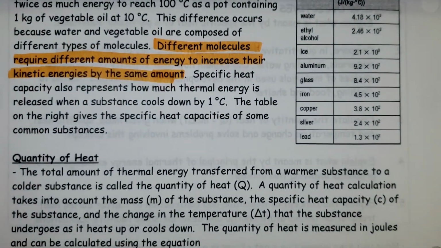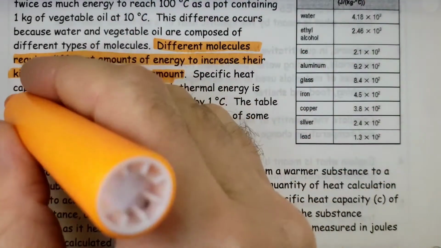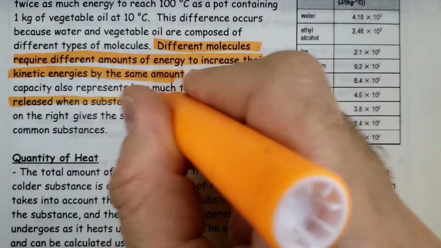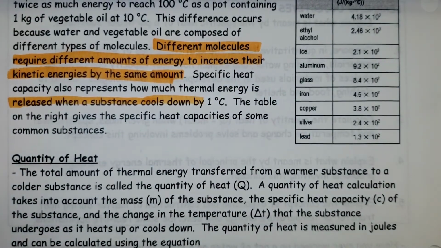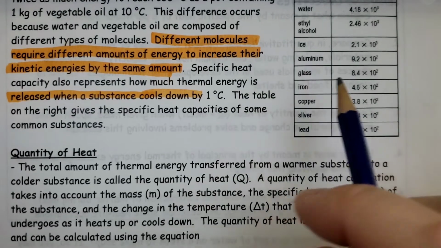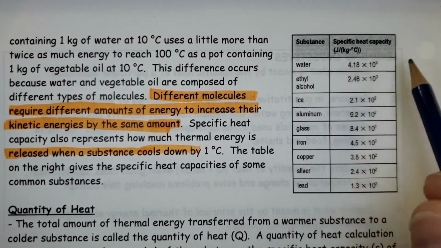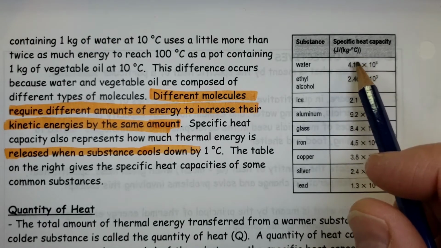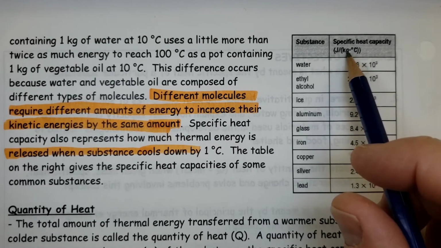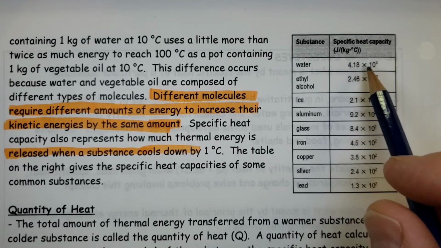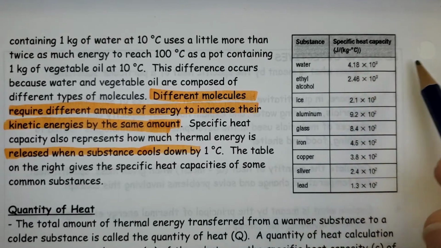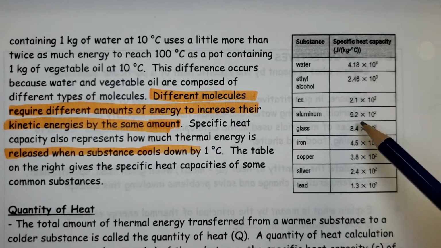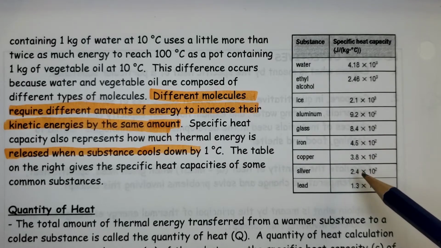Specific heat capacities also represent how much thermal energy is released when a substance cools down. So vice versa, when something cools down, how does it release it? Table on the right gives specific heats of common substances. So if you look over here, specific heat capacities, the amount of joules to change at 1 degree C, and when we're dealing with 1 kg, as you can see, water is at the top of the list. It takes the longest to heat it up or cool it down when releasing energy. Then you have ethyl alcohol, ice, etc., all the way down the list.